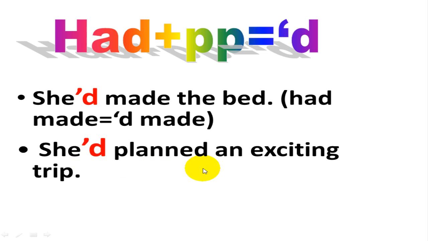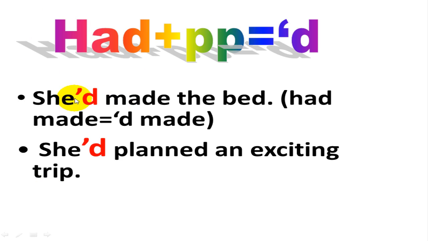She'd planned an exciting trip. Exciting, T soft D. Trip. She'd planned an exciting trip. So had plus PP.